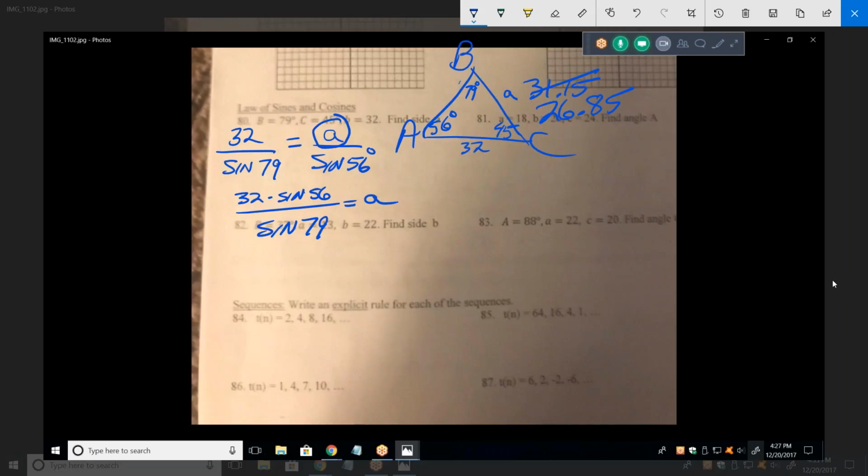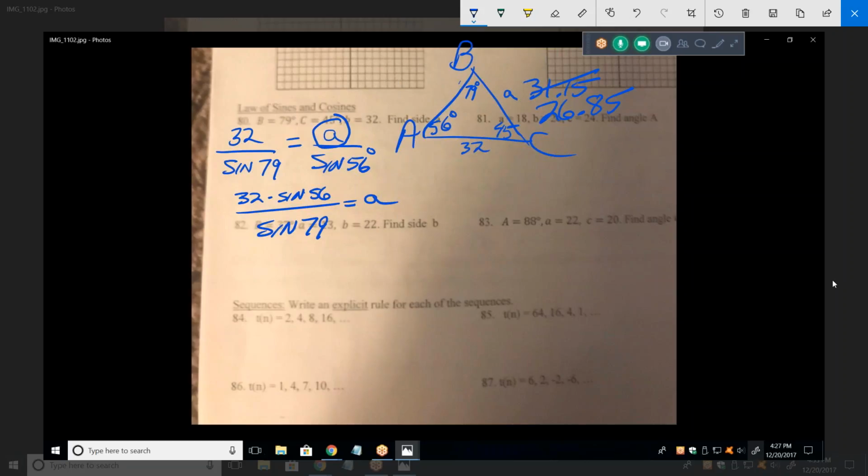Now you got to make sure you're in degrees. Make sure you're not in radians. What'd you say you got? 26.85. Which makes a lot more sense than 31.15. I got 27. Okay, well, it's a round off error.